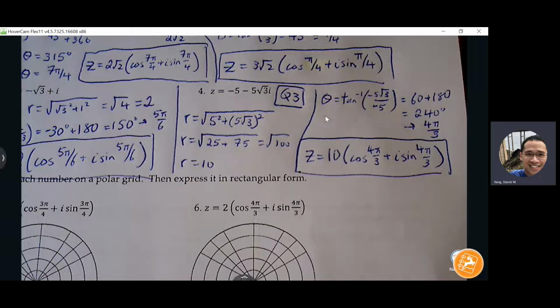Any questions with 1 through 4 before I move on? Okay, so 5 through 8, you should find this a little bit more straightforward because you're just distributing the 3 through your trig expression, and then you're getting your trig values down to a ratio, and then you're just getting it into a plus bi form.